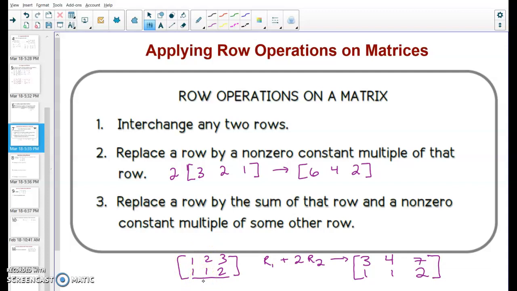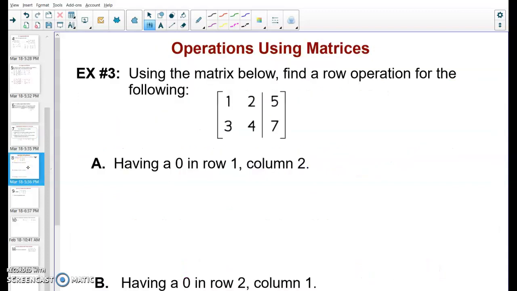These operations are going to become useful as we try to get an augmented matrix, so go back to your definitions, into reduced row echelon form or just row echelon form for solving a system of equations. So we are going to practice a little bit using the operations for a matrix.